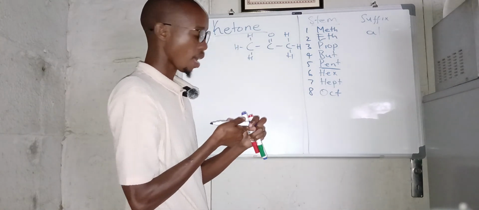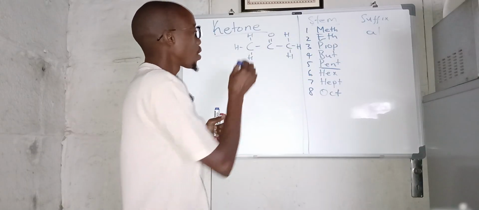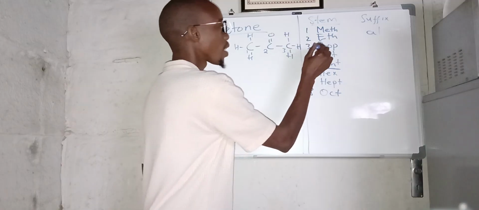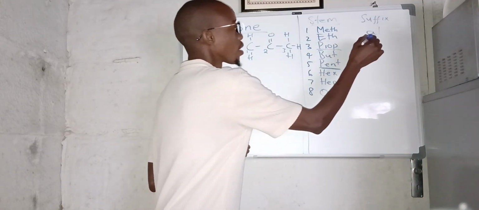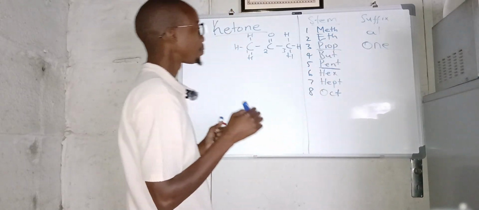So now we check how many carbons make up the chain. We see 1, 2, and 3, so the prefix is going to be prop. But what is the suffix of a ketone? It is one. See?